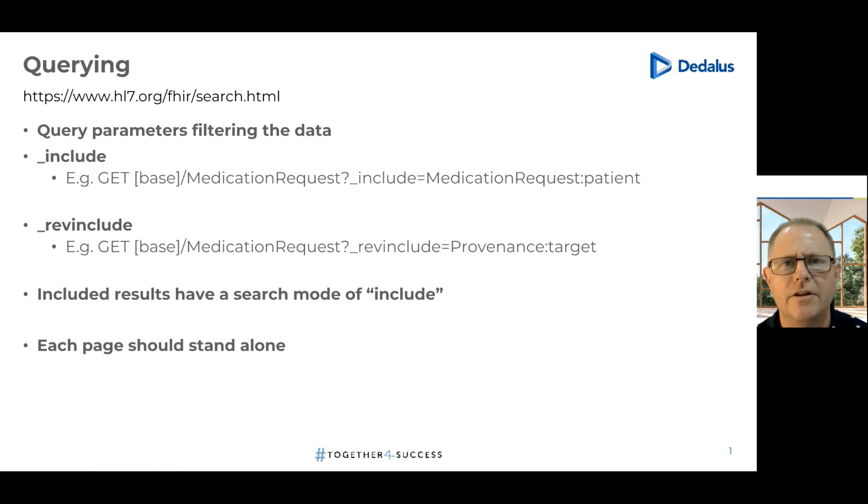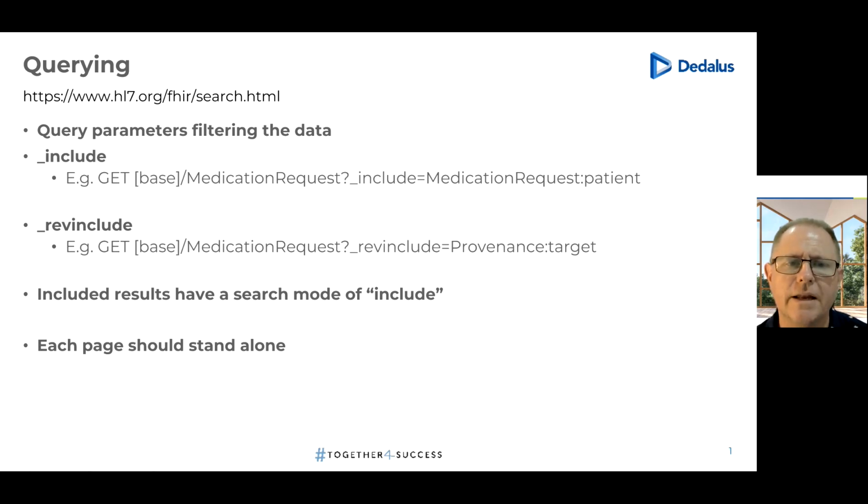I just wanted to pull out two key parameters we can use: _include and _revinclude. The include entry is used quite frequently. Revinclude is probably used less frequently, but still available to you. And just so that you can understand how it might get used, here are a couple of examples, straight from the site that's listed at the top there.